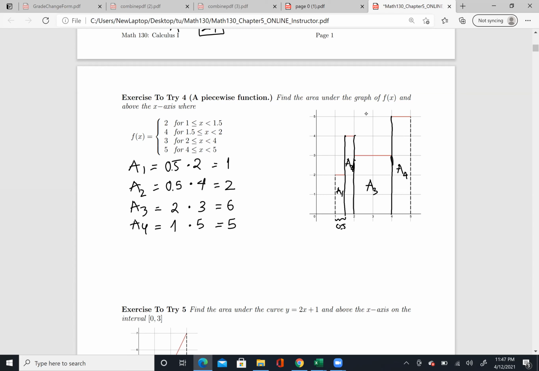And then we just add them all up and get A equal to 1 plus 2 plus 6 plus 5, which equals 14 as the answer.